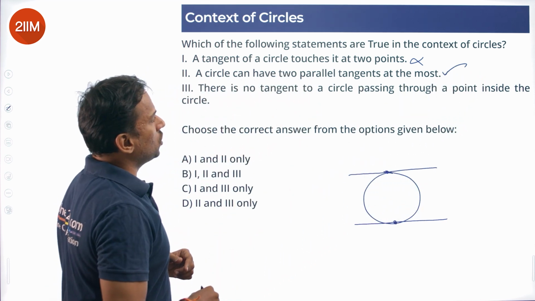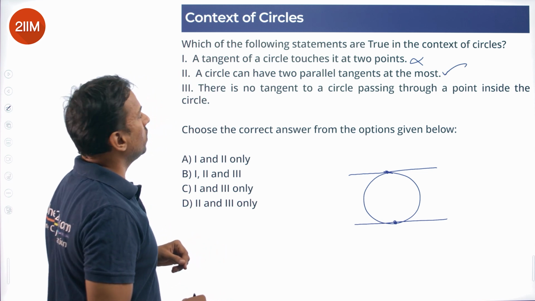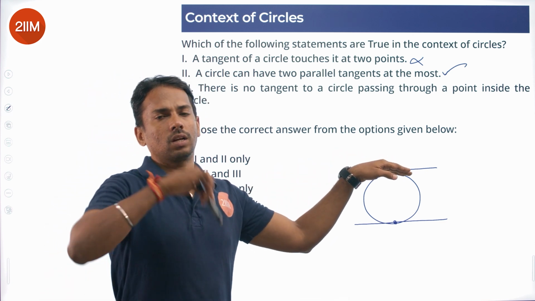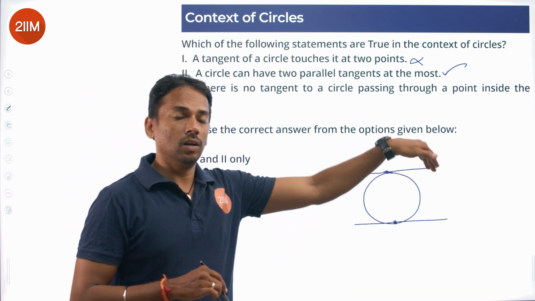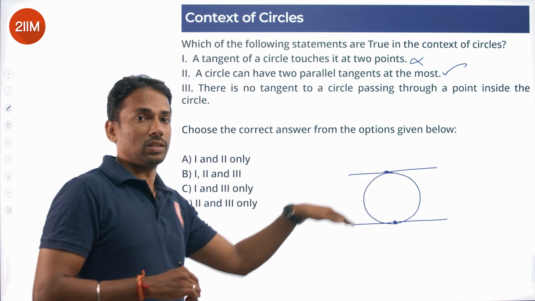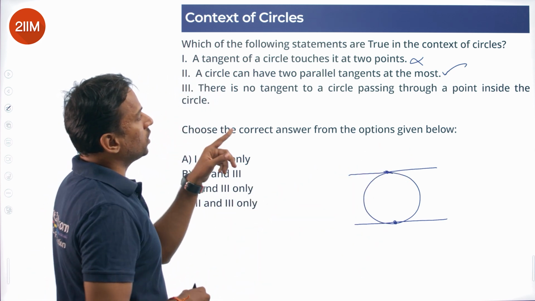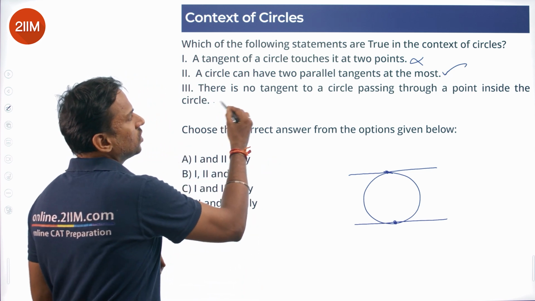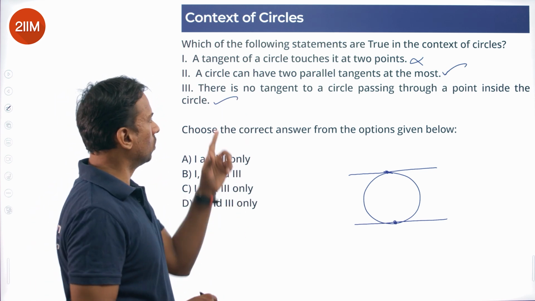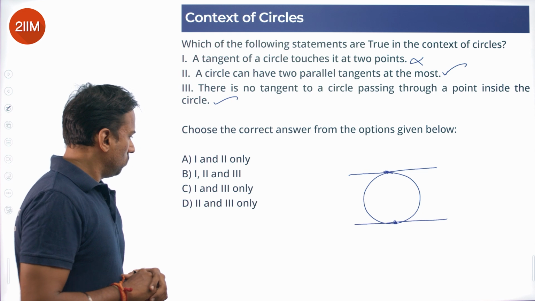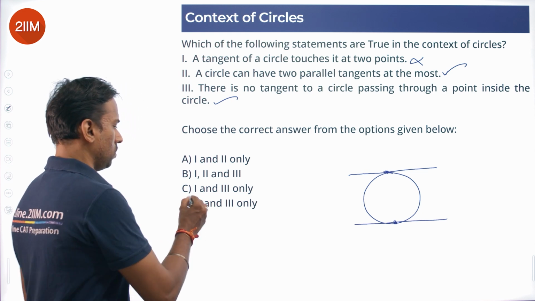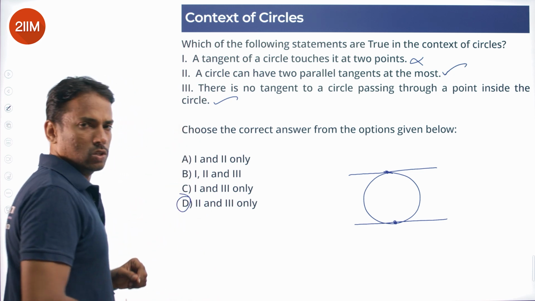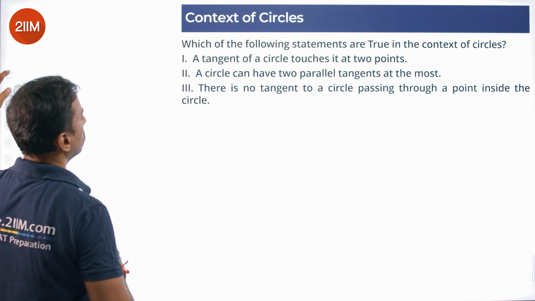Third one, there's no tangent to a circle passing through a point inside the circle. Correct. A tangent will touch a point on the circumference of the circle, so it will never pass inside the circle. So there's no tangent to a circle passing through a point inside the circle. That means it's true. We cannot have a tangent which will go inside a circle. So third is also true. So 2 and 3 only, option D. The first one is wrong. The second and third are correct. 2 and 3 only, so option D should be the right answer.